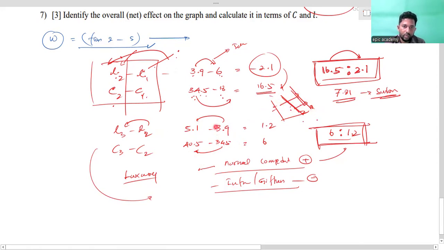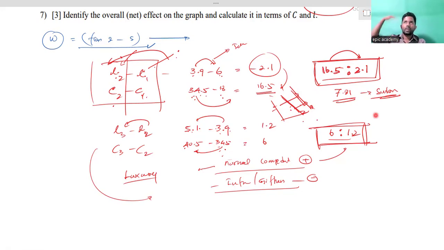That is why from 3.29 it increased to 5.2, and from 34.5 to 40.5. It increased. So we can consider all of those as normal commodities. With the increase of income, consumption increases. So it becomes the situation for normal commodities. If income increases and consumption reduces, we call them giffen commodities or inferior commodities.